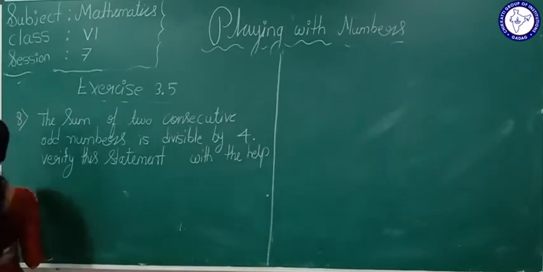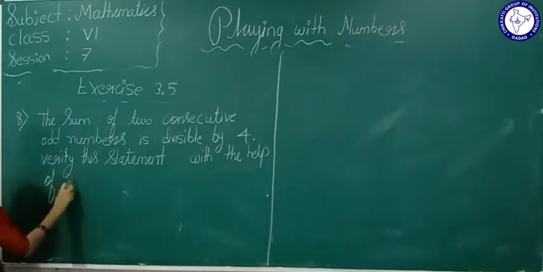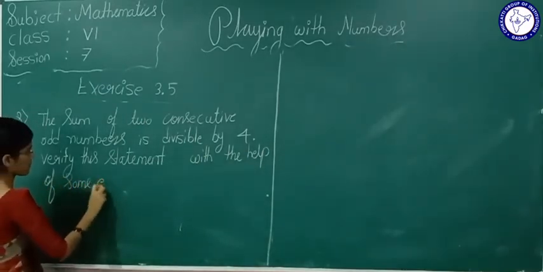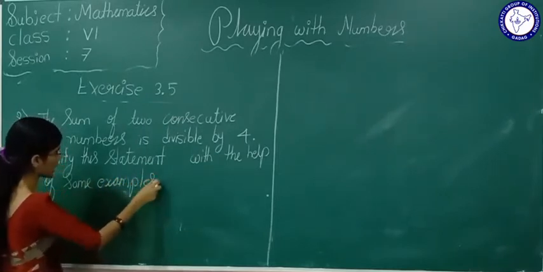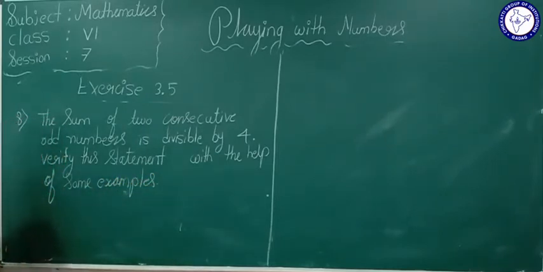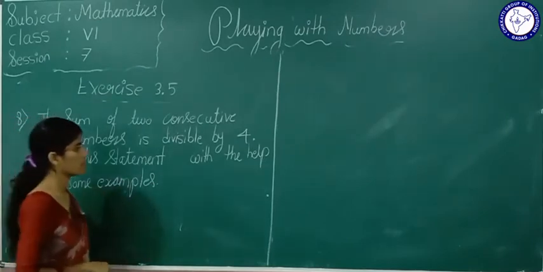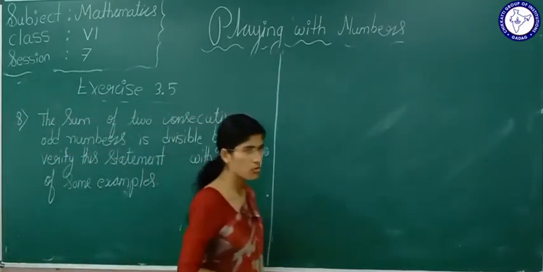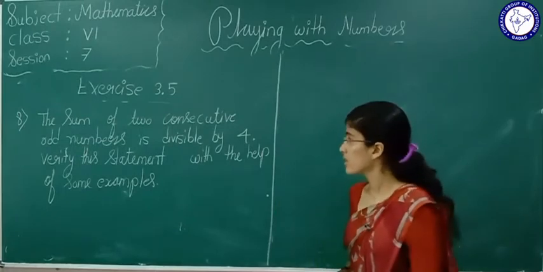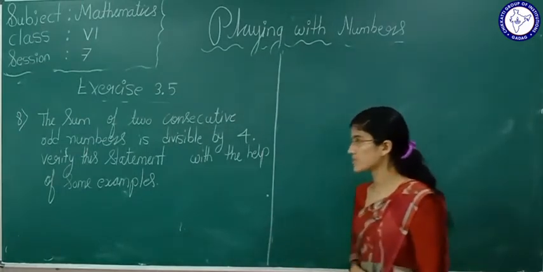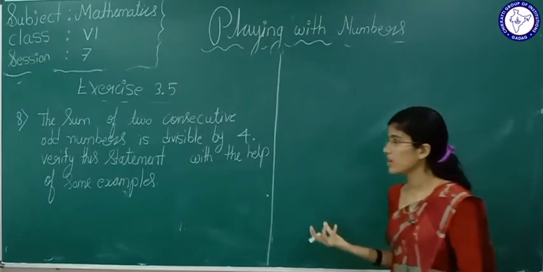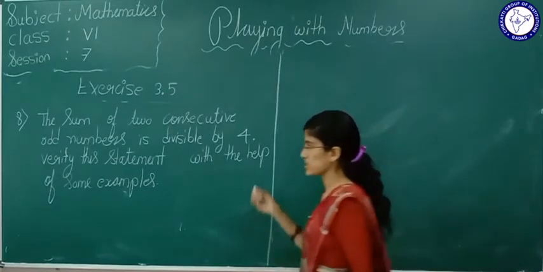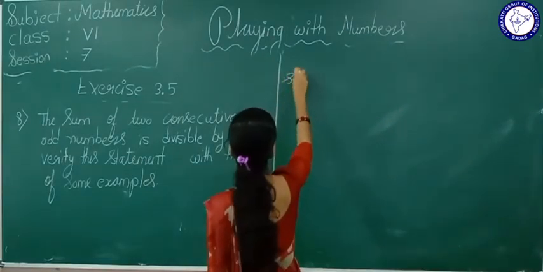With the help of some examples. Now see here, the sum of two consecutive odd numbers is divisible by 4. Okay. Verify this statement with the help of some examples. We have to verify this with some examples. Now see here, what is the solution?